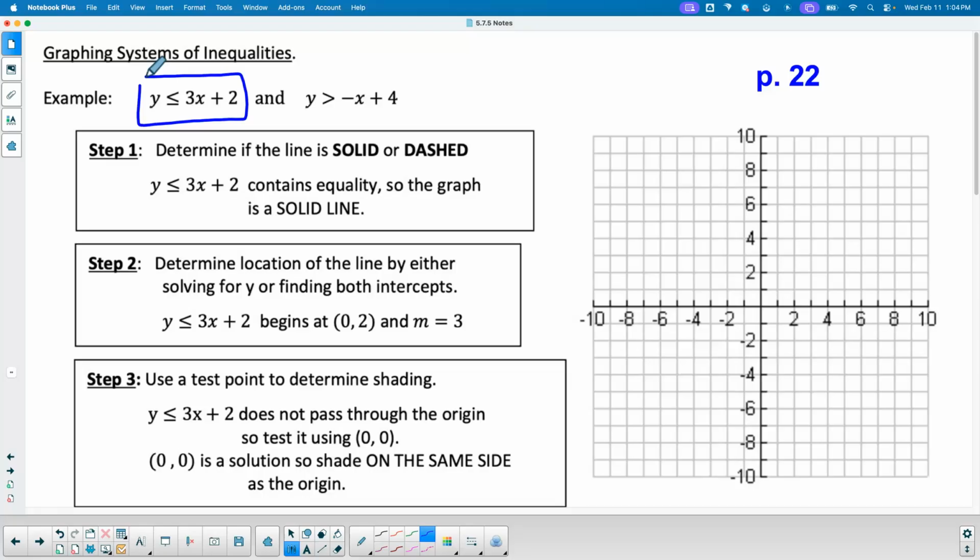Okay, what's the y-intercept of that one? 2. What's the slope? 3 over 1. So that's up 3, right 1, or down 3, left 1. Down 3, left 1, down 3, left 1. Okay? Solid or dashed line? Solid line? Okay.